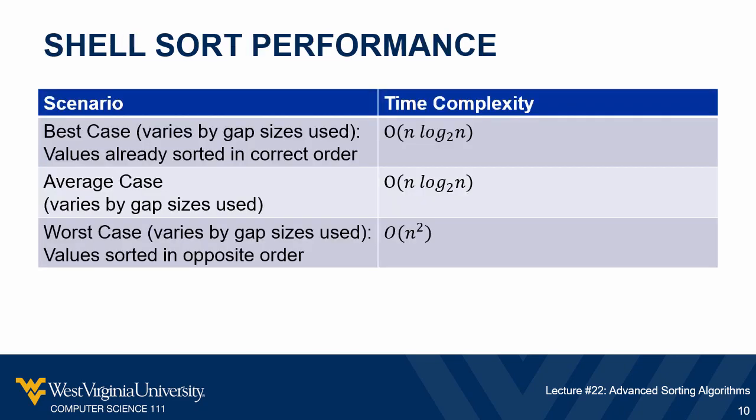Shellsort's performance is heavily affected by the values of h, the gap sizes that you use. That has a big impact on how many passes you have to go through and make. In general, the worst case scenario that you're looking at is big O of n squared time. The average case and best case are going to be on the order of big O of n log n. So not too bad as far as things go here.